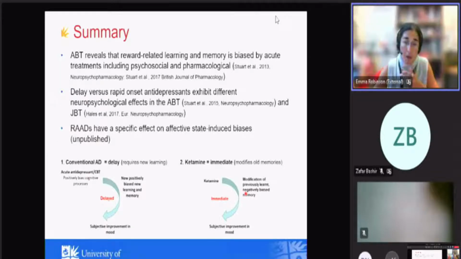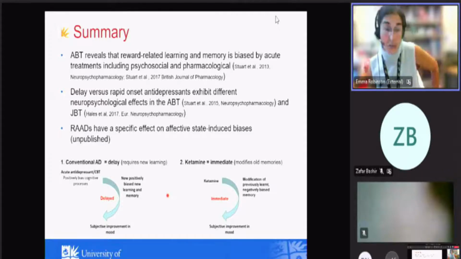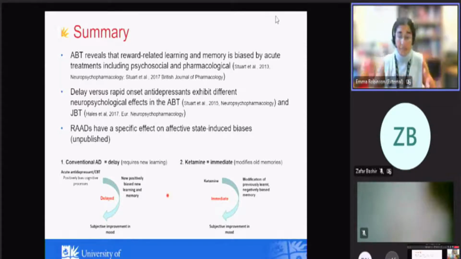So we've proposed a slight, not necessarily a modification of the neuropsychological hypothesis, but sort of an expansion of it. So we think that for conventional antidepressants, the delayed onset is because of this requirement for new learning. So when people are depressed, the brain has over time developed a kind of bank of negatively biased memories. Those negatively biased memories affect our ability to anticipate future positive events, and therefore, as cues in our environment predict those events, we retrieve those memories, but they're negatively biased.